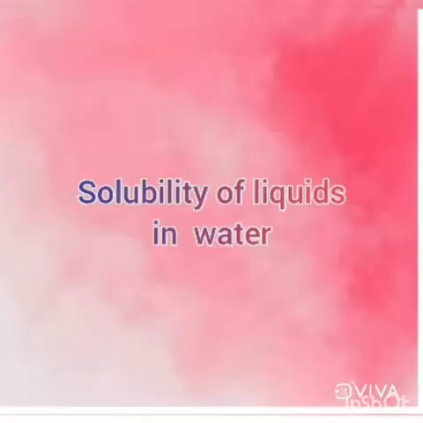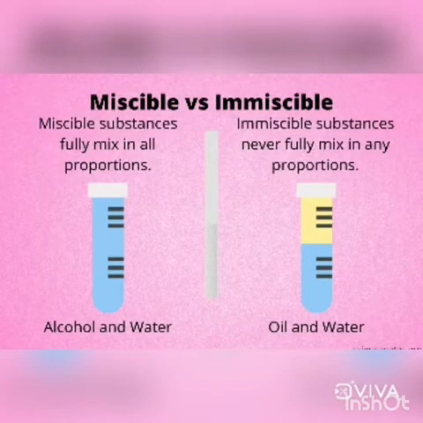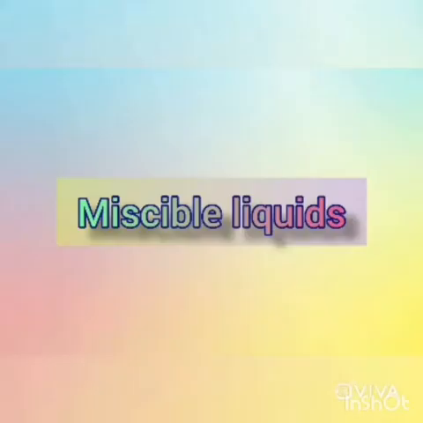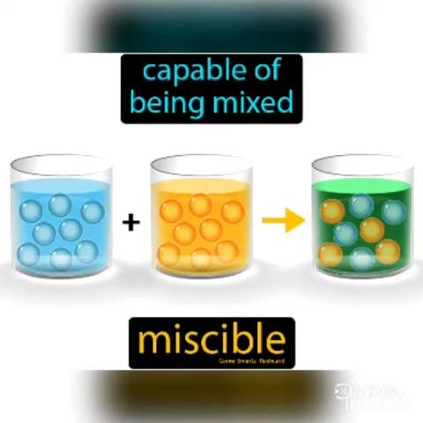Now, solubility of liquids in water. On the basis of solubility of liquids in water, we can divide liquids into 2 groups: miscible and immiscible liquids. First one is miscible liquids. The liquid which gets mixed with water completely is called miscible liquid.